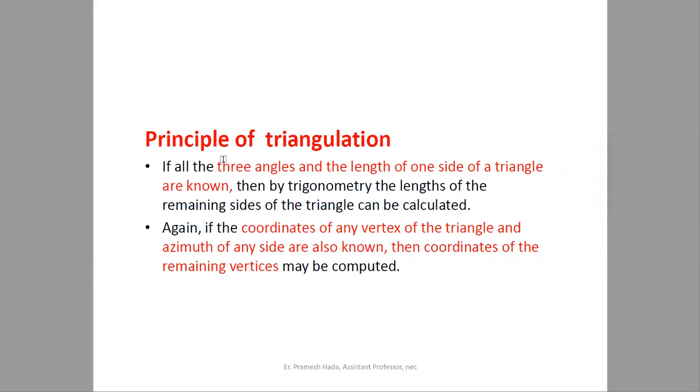Principle of triangulation. Okay. What is the principle of triangulation? If all three angles and the length of one side of a triangle are known, then by trigonometry, the length of the remaining sides of the triangle can be calculated. I'm explaining this again and again: in triangulation, we measure only one side and then, using the trigonometric relation, we calculate the other sides. Okay. And the side whose length is measured is the baseline.